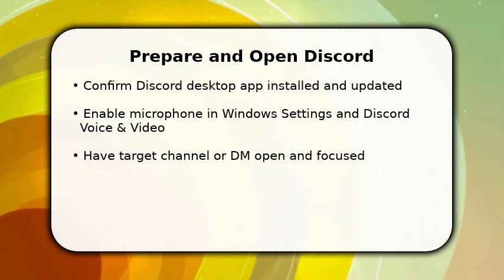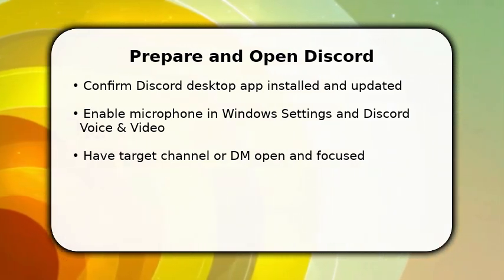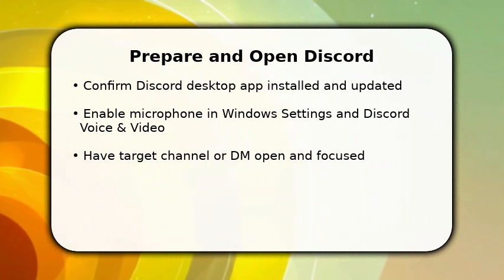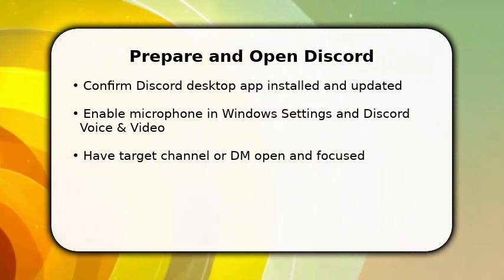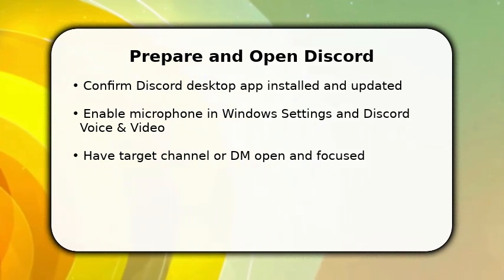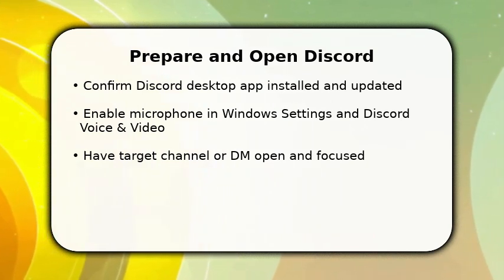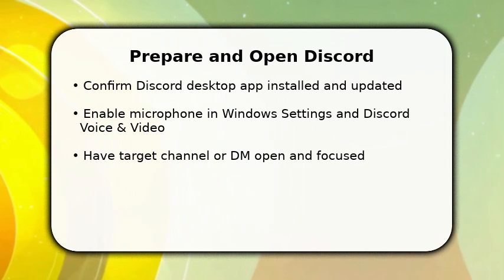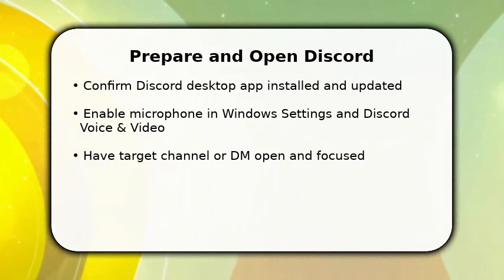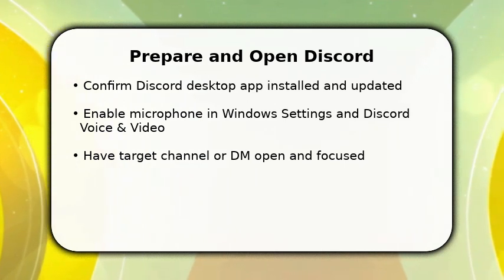You'll start by opening the Discord desktop app and signing in. Make sure your microphone is enabled in Windows and selected under Discord's voice and video settings. This prevents input issues. Once your target direct message or server channel is open and focused, locate the new voice message button near the message box. You're doing this first because a correct audio device and an open conversation avoid interruptions when you record.